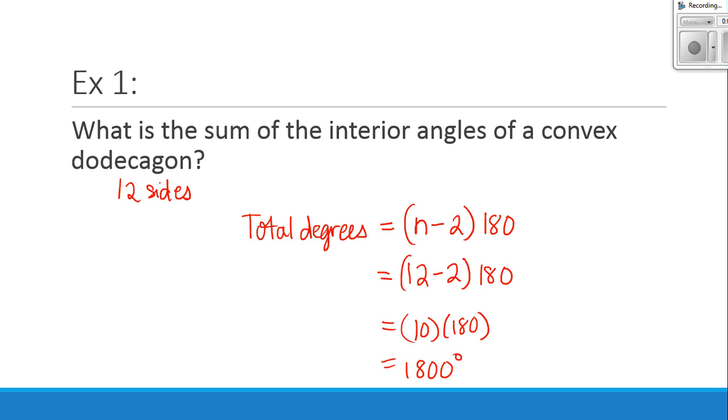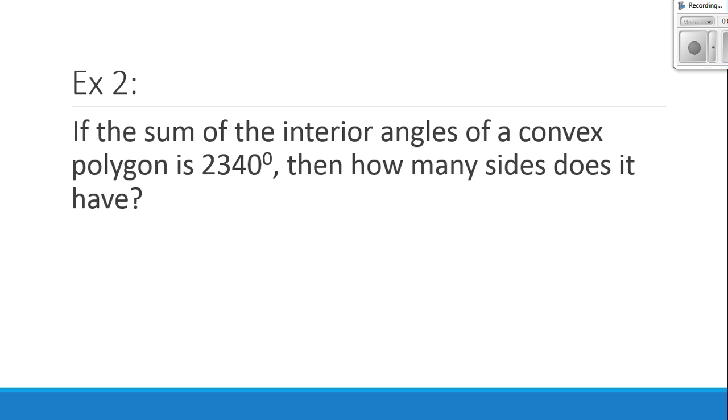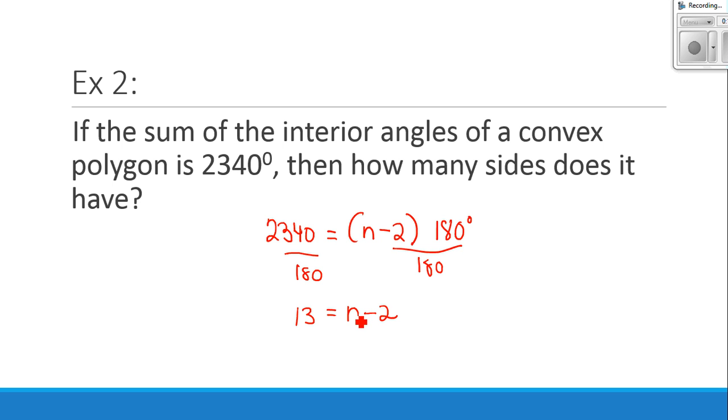All right, so example number 2. If the sum of the interior angles of a convex polygon is 2340, then how many sides does it have? Well, we can use that same formula. The total is equal to the number of sides minus 2 times 180. And then I would use algebra to solve for n, so I divide by 180. And if I divide by 180, I get 13 is equal to n minus 2. And n minus 2, I need to get n alone, so I'm going to add 2 to both sides. And n would be 15. So this would be a 15-sided polygon.